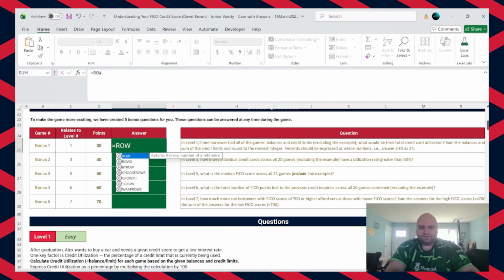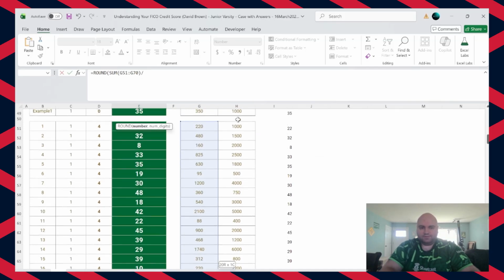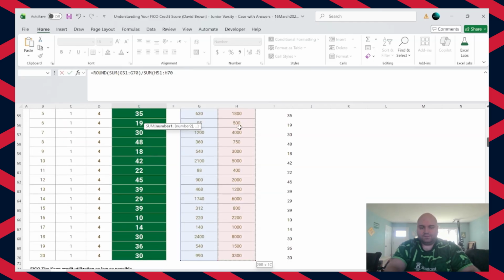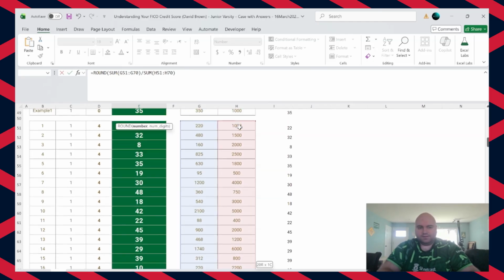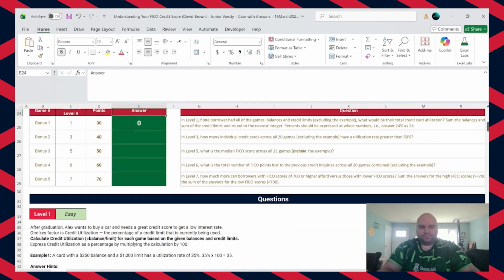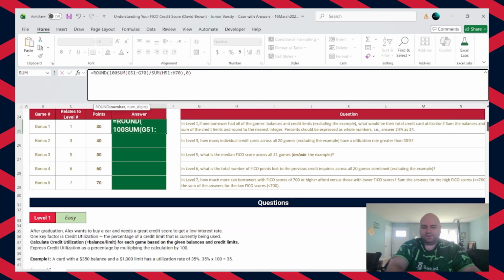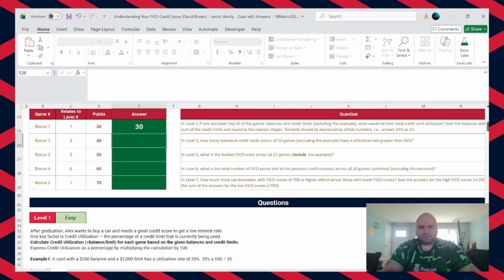Let's just get the round one first. Round sum of this divided by sum of the limits and round 0. Oh, and we have to multiply it by 100. Can't forget about that. 30.